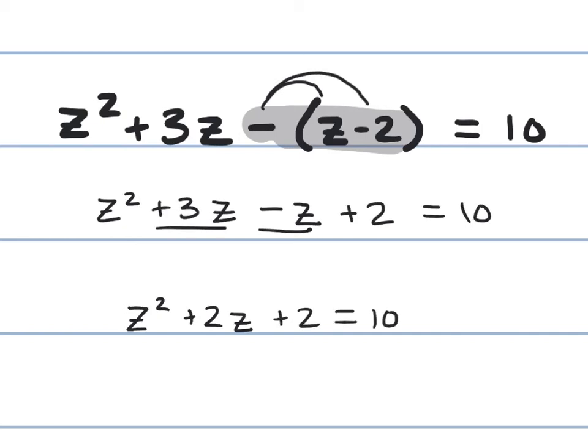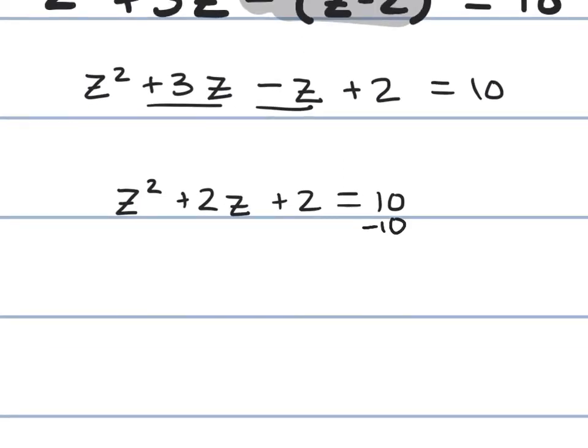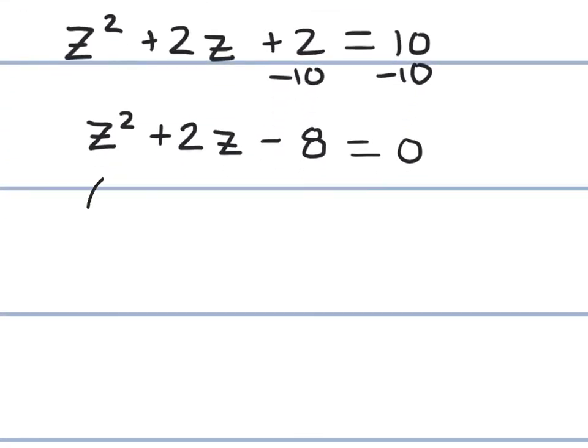Anything else we can do? Subtract the 10 to the other side. Okay, subtract 10 and subtract 10. 2 minus 10 is negative 8. So we get z squared plus 2z minus 8 equals 0. That would be z minus 2 and z plus 4. So negative 2 times positive 4 is negative 8, and negative 2 plus positive 4 is positive 2.